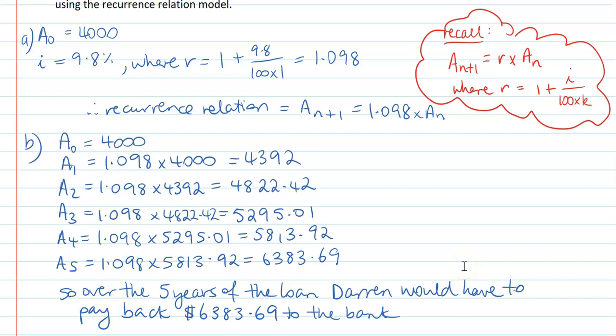Okay, so after you've written down all your working, we figured out that after 5 years, good old Dazza would have to pay back the bank $6,383.69. And even though the question doesn't ask us, we can see that the bank's going to charge him $2,383.69 in interest.